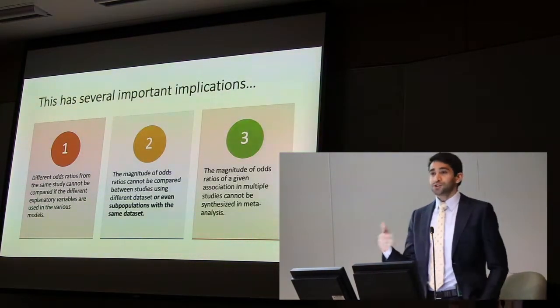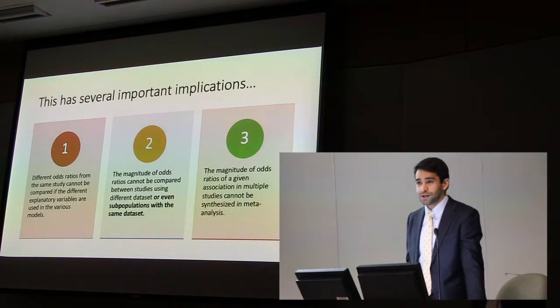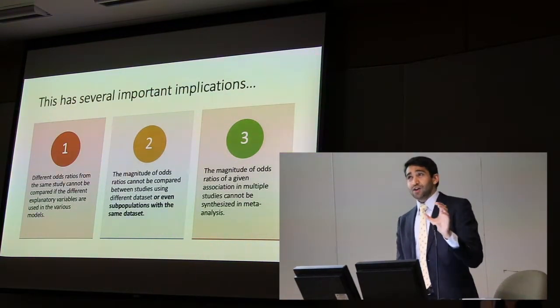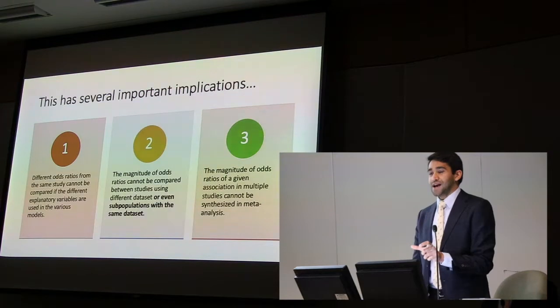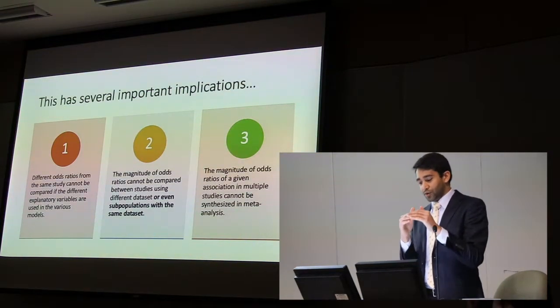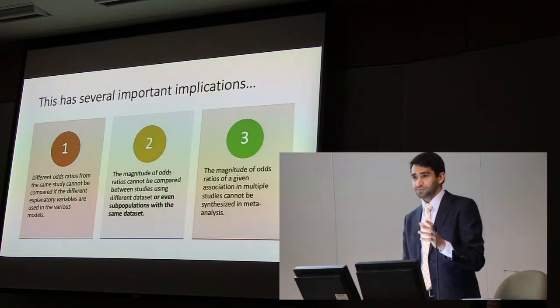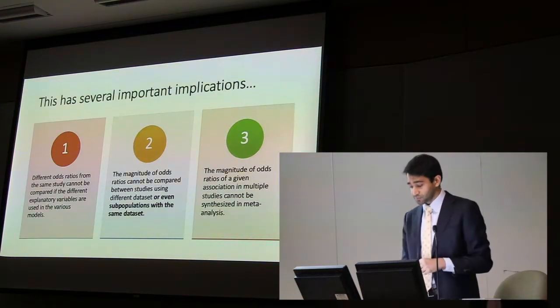And that means that the magnitude of the odds ratios can't be compared between systematic reviews. So it's a marker of effect size if I'm comparing certain variables in the same model and I want to see how much they contribute, but only in that same model.